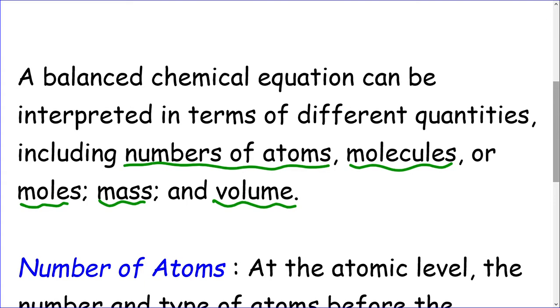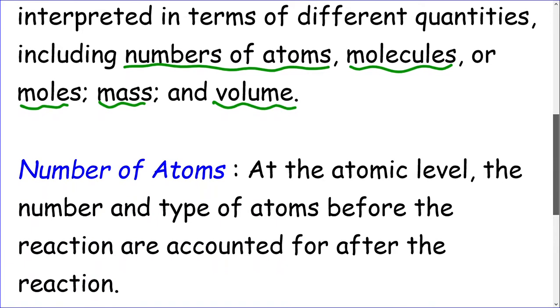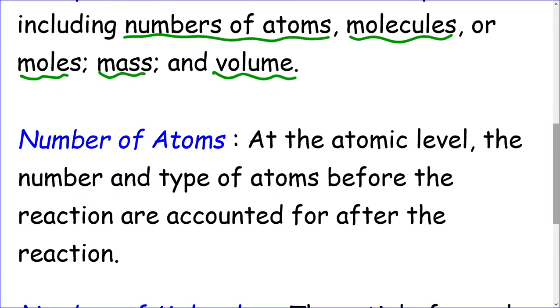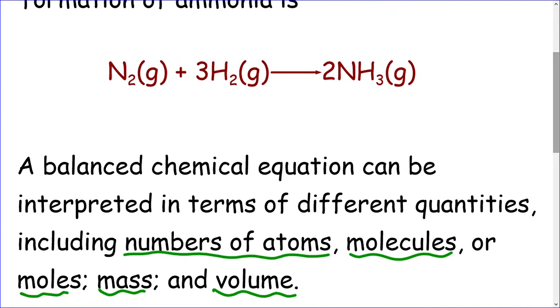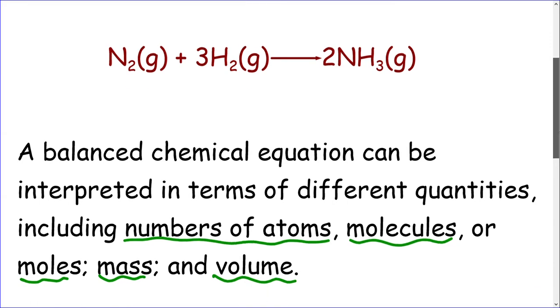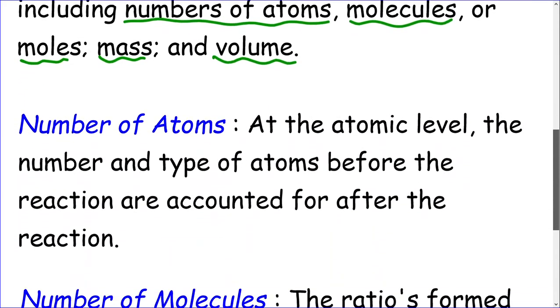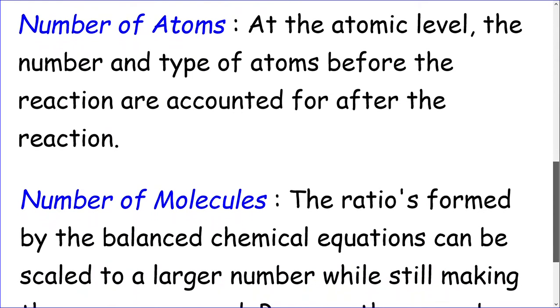So for the number of atoms at the atomic level, the number and type of atom before the reaction are accounted for after the reaction. If we were to look at our equation and I were to count atoms, I can see I have 2 nitrogen atoms on the left, and 2 nitrogen atoms on the right, in the reactants and the products. I can say the same thing with hydrogen, in that there are 6 atoms on the reactant side and 6 atoms on the product side. So atoms are accounted for before and after the reaction.